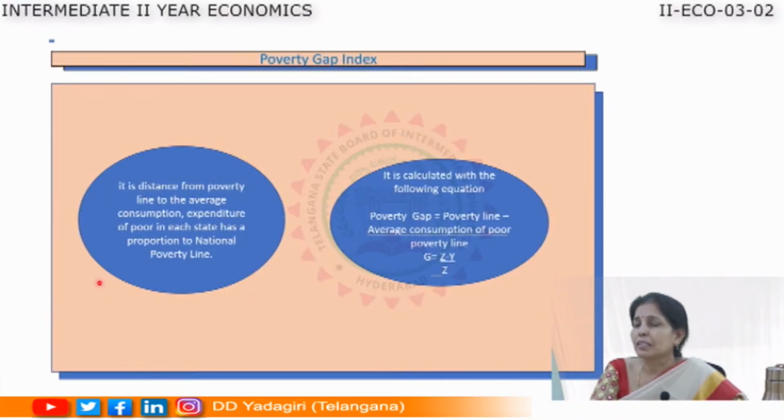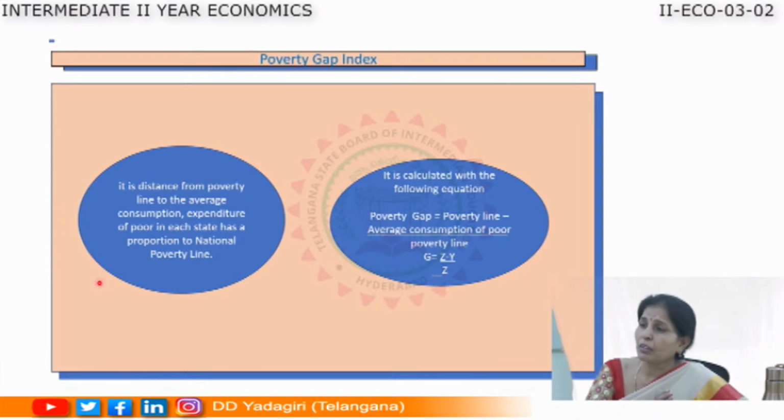How do we define the poverty gap? This is again a 2-mark question. It is referred to as the distance from the poverty line to the consumption or expenditure of the poor in every state to the national poverty line. How is it calculated? Poverty gap is equal to poverty line minus average consumption of the poor, divided by the poverty line.